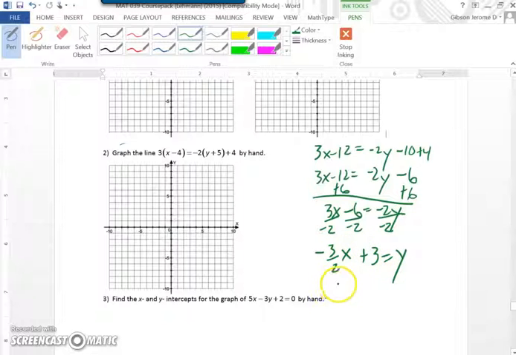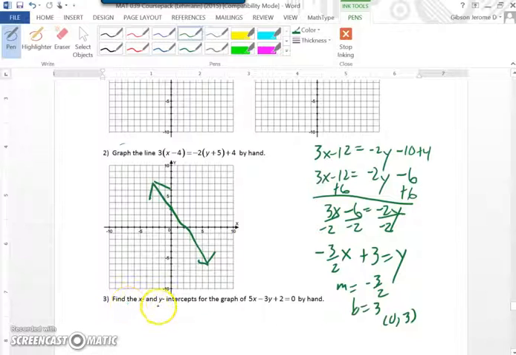So now we could graph it. We know our slope here is negative 3 halves, and our y-intercept is 3, or we could write the ordered pair as 0, 3. So we will go to 0, 3, which is here. Our rise is negative 3, so we go down 3, and our run is 2. And then we will connect these points. And don't forget to put the arrowheads at the end. And you're done. Now we look at number 3.